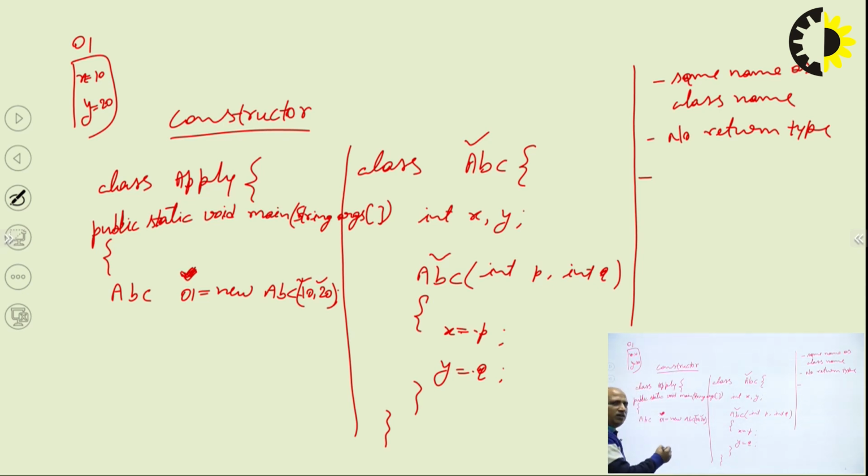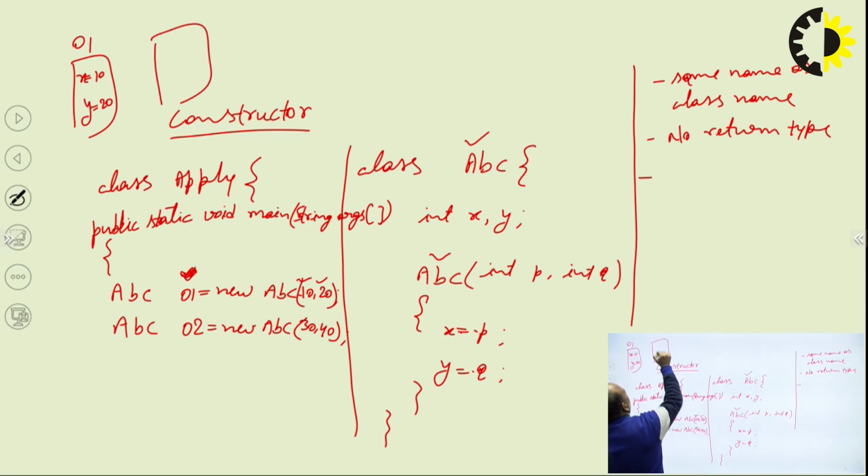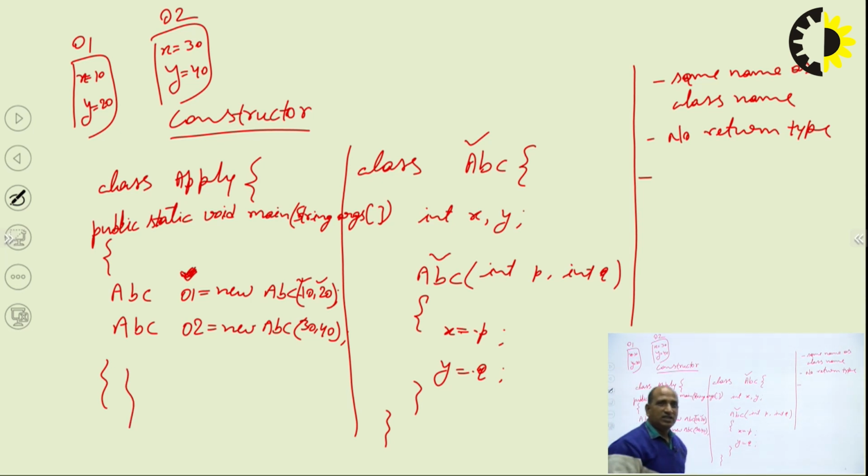If we want to create another object, ABC O2 equals new ABC with another value, let's say 30, 40, then the x, y copy associated with the O2 object will be assigned 30 and 40. X will be assigned 30 and Y will be assigned 40. This way we can understand the importance of a constructor in Java programming. I hope it's clear now.